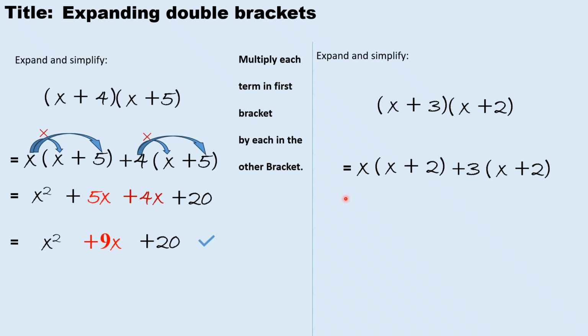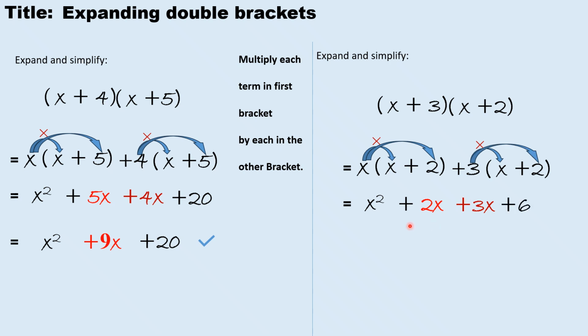Okay, x multiplied by x is x squared, and x multiplied by 2 will give you 2x. Then we have 3 multiplied by x, and that is 3x. Then 3 multiplied by 2 is 6.